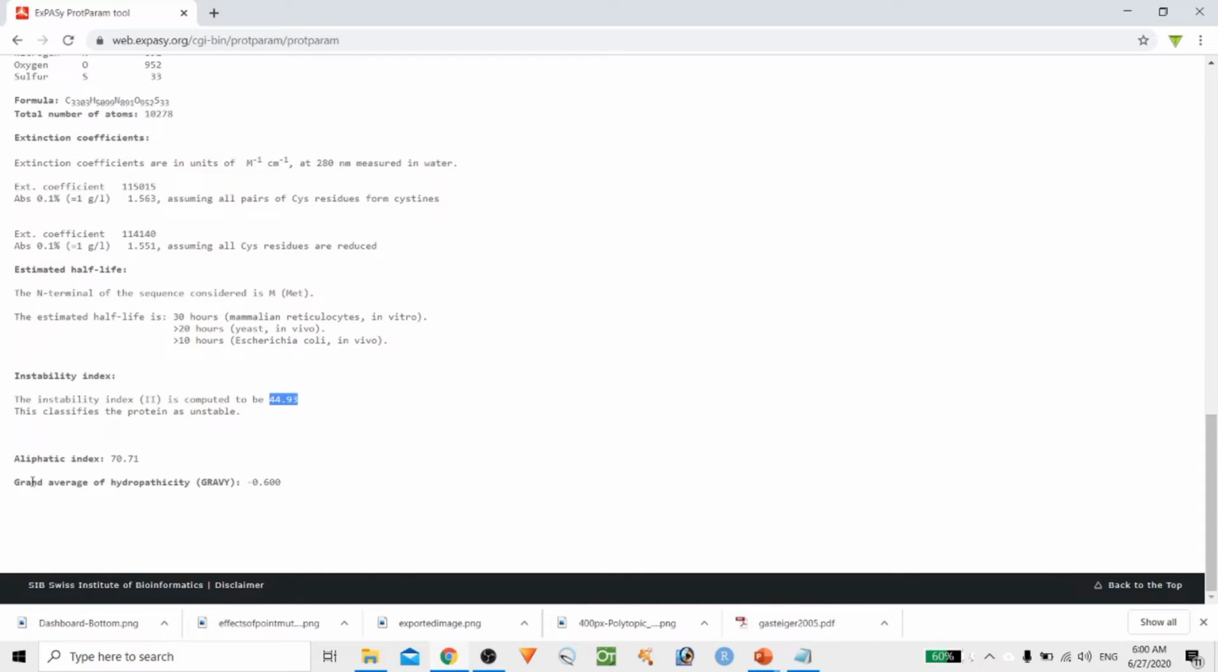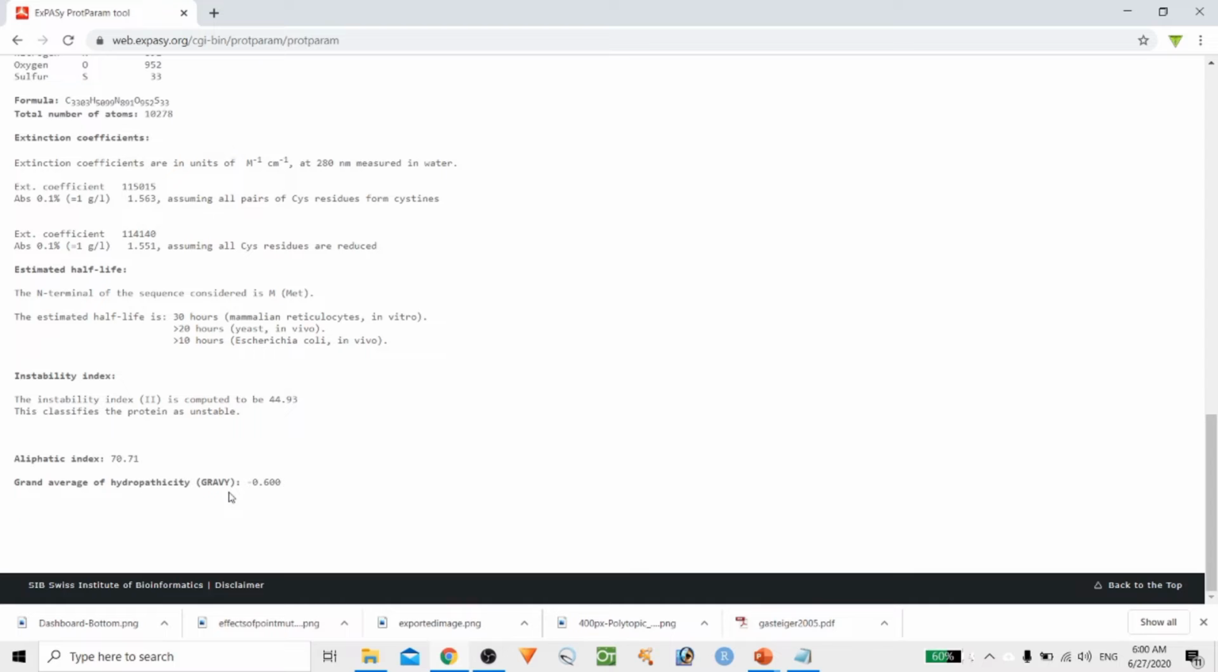The next parameter it will show you is the aliphatic index. What does the aliphatic index mean? It's the relative volume occupied by aliphatic side chains like alanine, valine, isoleucine, and leucine. It may be regarded as a positive factor for increasing the thermostability of globular proteins. And the last one it will show you is the grand average of hydropathicity, GRAVY, as we call it.